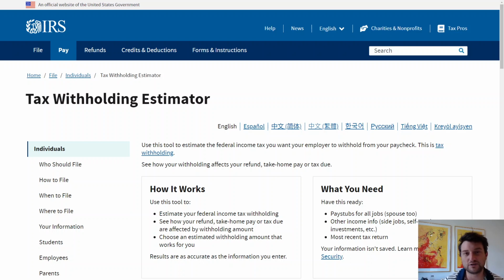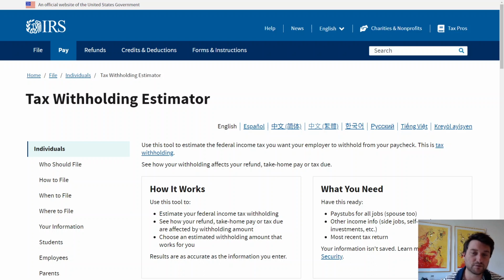Basically, that form is used by your employer to figure out how much withholding tax, federal withholding tax, should be taken out of your paycheck every week, 2 weeks, every month, depending how often you are paid, in order to keep in line with the federal tax rules and regulations surrounding employee tax withholdings.